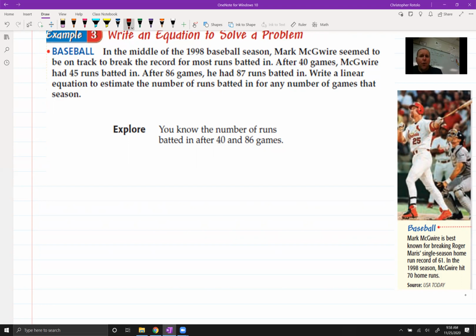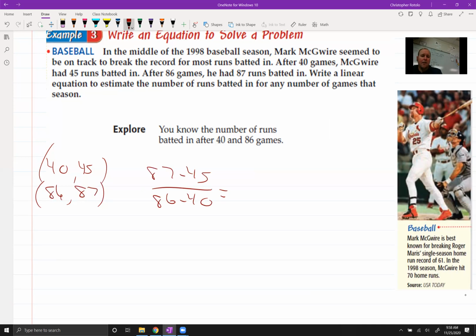Okay, so after 40 games, he had 45 RBIs. After 86 games, he had 87 RBIs. We want to write a linear equation to estimate the number of runs batted in for any number of games that season. So we're going to use these two ordered pairs, and we'll start maybe with 87 minus 45. So I can start with 86 minus 40. All right. So let's go 87 minus 45.